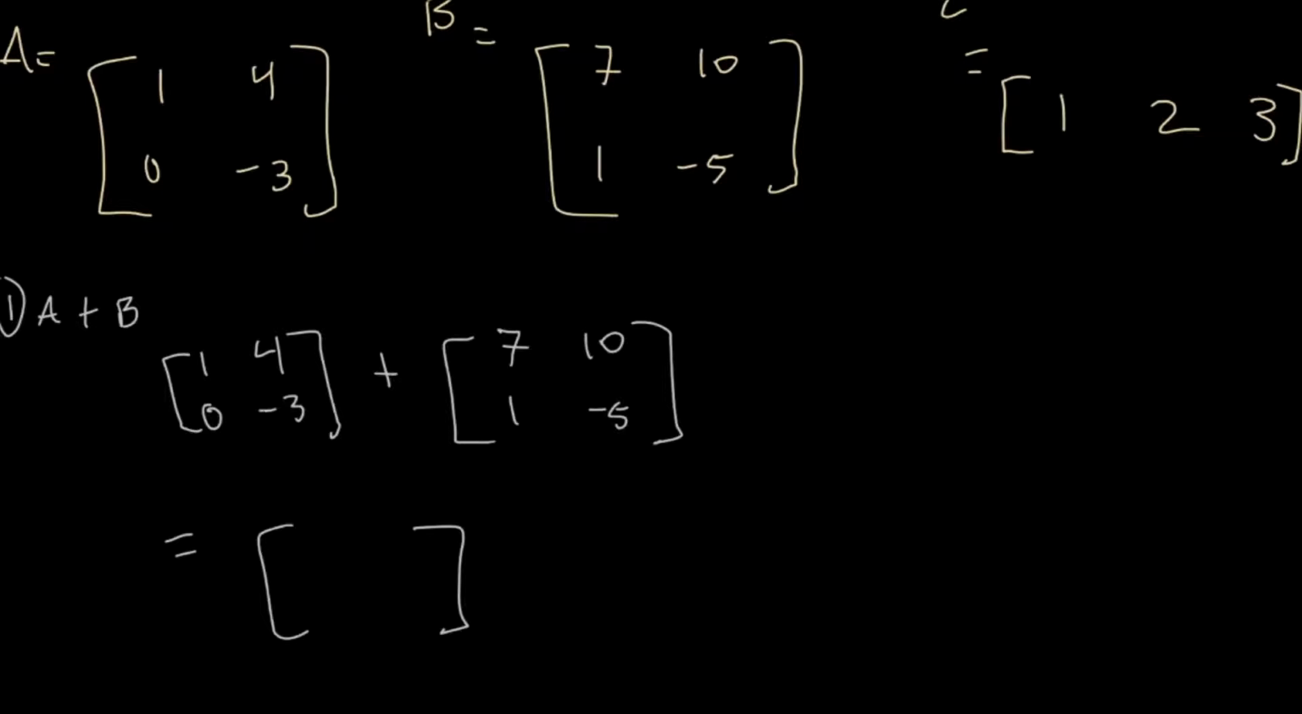This first one is going to come from that same area. So this will come from 1 plus 7. So we get 8. This will come from 4 plus 10. So we get 14. This will come from 0 plus 1. So we get 1. And the last one will come from negative 3 plus negative 5, so I get negative 8.